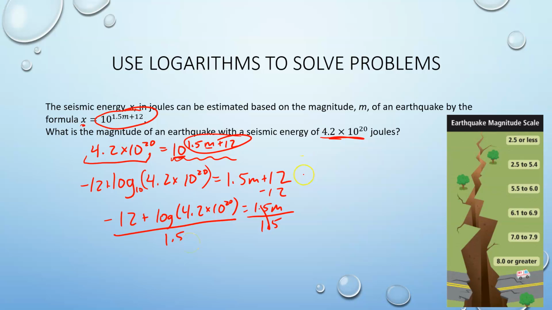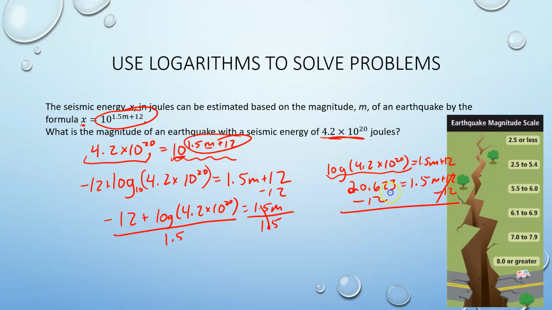Or when I got to the common log of 4.2 times 10 to the 20th equals 1.5m plus 12, I could type this into my calculator and get a decimal. If I do, I'm going to get 20.623. I'm going to show you the math first, and then I'm going to show you the calculator. And then I would subtract 12 from that.